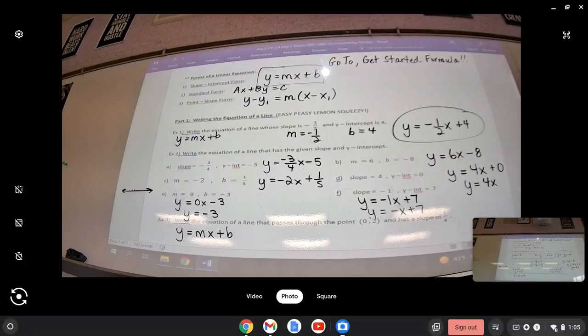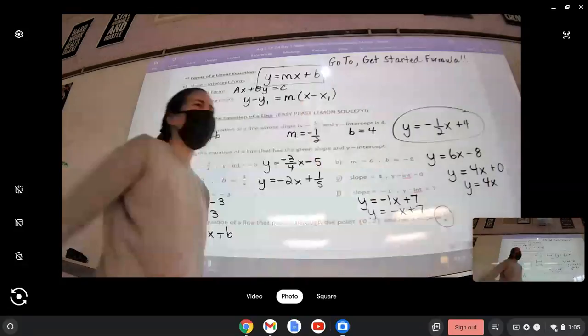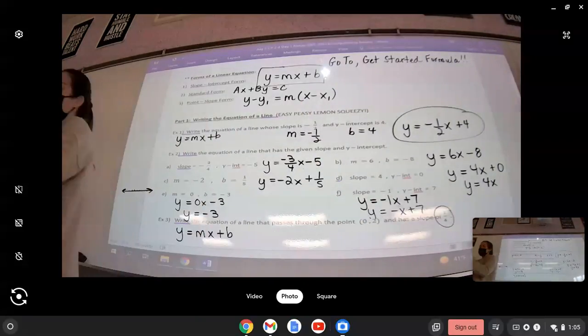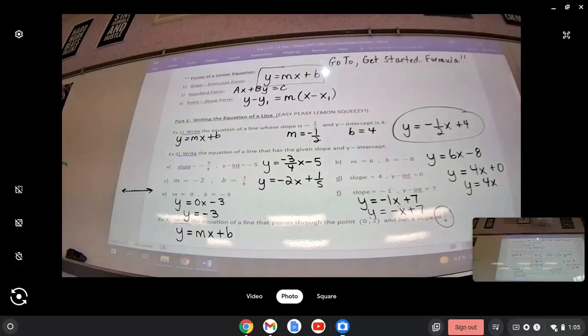Who did they tell you that you really, really wanted to know? Clear as day. Slope is who? 1/4. We got the slope. But then they told you that your line has to pass through this point. Well, guys, does anybody recognize who that point is?